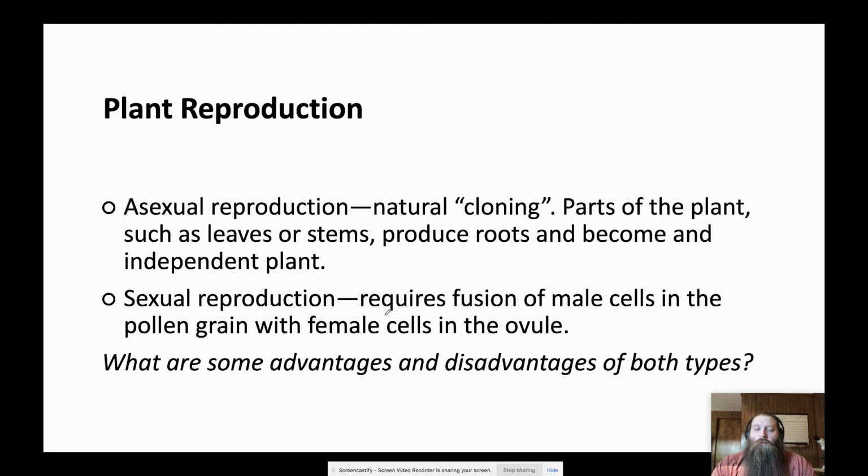It is important to know that the male sex cell in a plant is the pollen grain, and the female cells are in the ovule. Now, the question here says, what are some advantages and disadvantages of both? Well, the biggest advantage has to do with the fact that plants can't move, right? They are anchored to the ground. And while they may sway in the wind and that kind of thing, for the most part, they don't walk. And so if you are unable to find another member of your species with which to engage in some sexual reproduction, then being able to reproduce asexually is a great benefit for preserving the species.